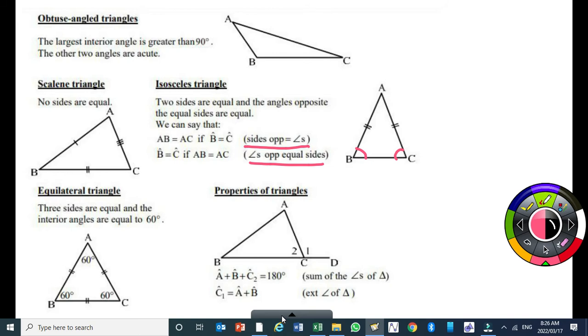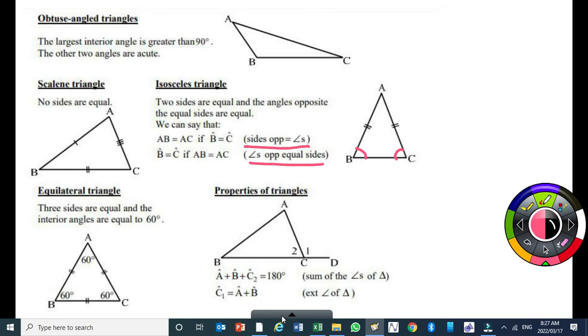And then the last concept on triangles is the property of triangles which is called the exterior angle of a triangle theorem. So if you draw a triangle ABC such that you produce C to D, you produce C to D in order to create two angles at C, that is C1 and C2. Those two angles, C1 and C2, will be adjacent angles on a straight line.